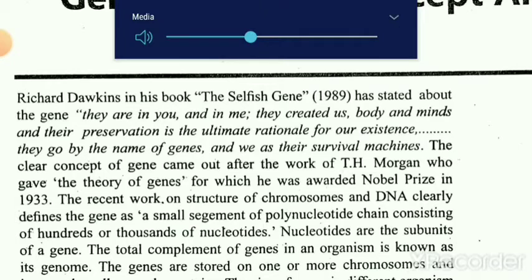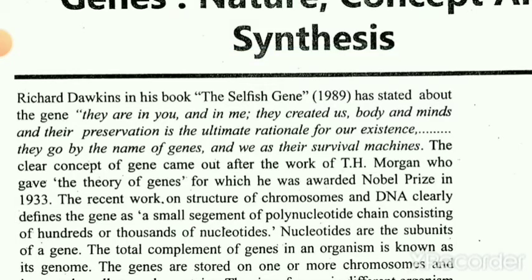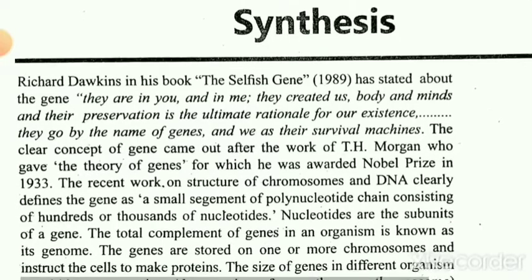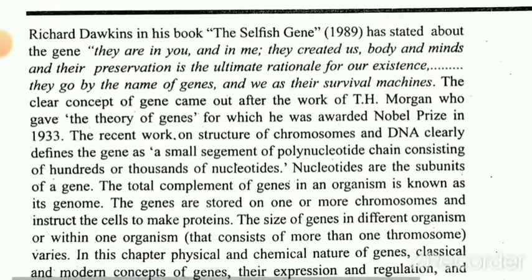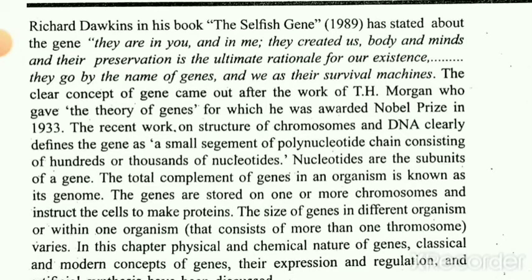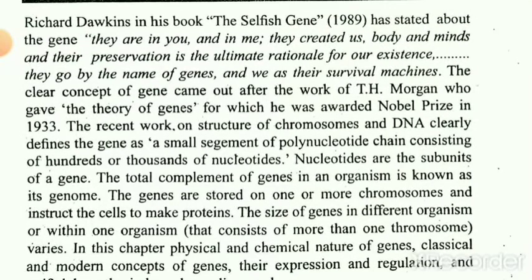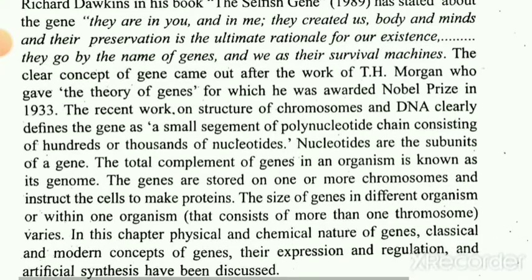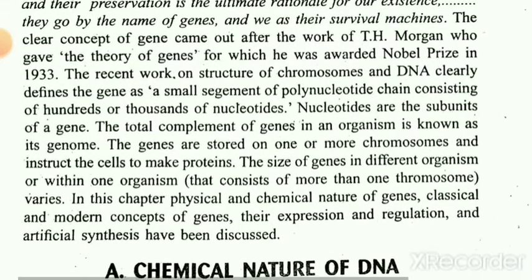The clear concept of the gene came out after the work of T.H. Morgan, who gave the theory of genes for which he was awarded the Nobel Prize in 1933. The recent work on the structure of chromosomes and DNA clearly defines the gene as a small segment of polynucleotide chain consisting of hundreds or thousands of nucleotides. Nucleotides are the subunits of a gene. The total complement of genes in an organism is known as its genome.